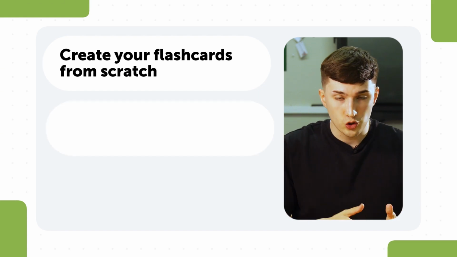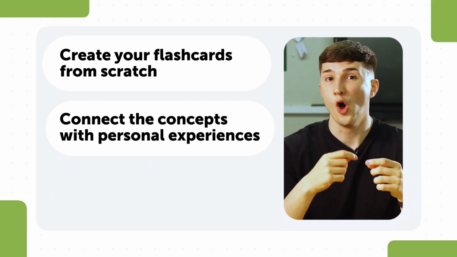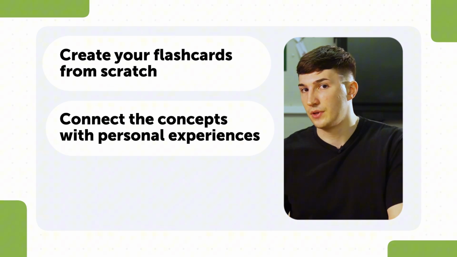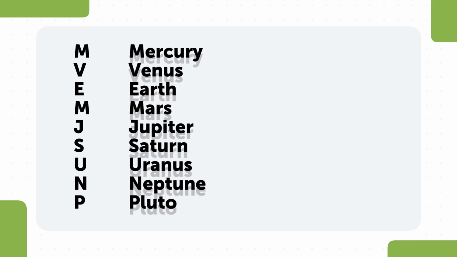Step 2 is, when you actually create the flashcards, connect the concepts with more of a personal experience of your own or your own unique ways to remember them. An example of this could be, how do we remember the order of planets from closest to the sun to furthest away? We do this by saying, my very easy method just speeds up naming planets. What this basically translates into is Mercury, Venus, Earth, Mars, Jupiter, Saturn, Uranus, Neptune and Pluto. This strange way has helped students understand what that order is. Now, the stranger and more personal your connections, the better you'll be able to remember them.